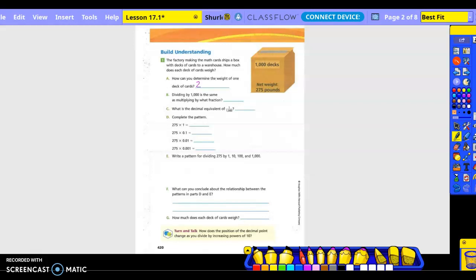Okay, so 275 pounds. And then I'm going to multiply or divide? Divide by what? 1,000. Dividing by 1,000 is the same as multiplying by what fraction? 1/1000, right?